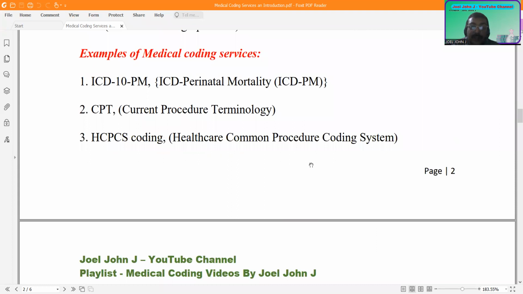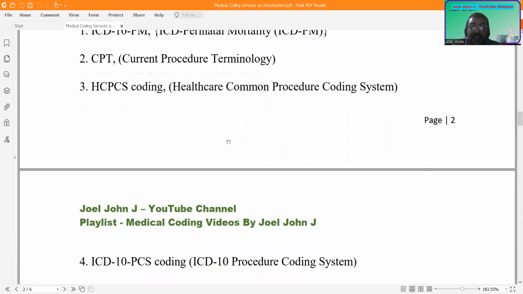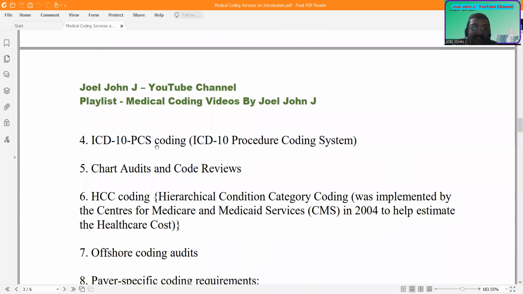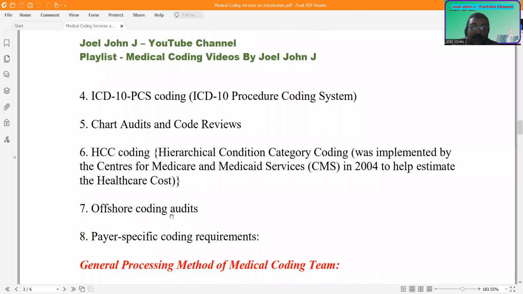Then some examples of medical coding services are ICD-10 PM. ICD-10 PM stands for perinatal mortality. That's given by this. And CPT. CPT stands for Current Procedural Terminology. So for testing your knowledge, freshers may be asked about these kinds of full forms for these abbreviations. HCPCS coding, Healthcare Common Procedure Coding System. I repeat, HCPCS coding stands for Healthcare Common Procedure Coding System. And ICD-10 PCS coding. This is for the ICD-10 Procedure Coding System.